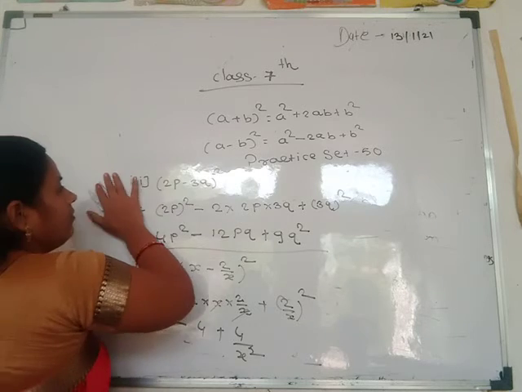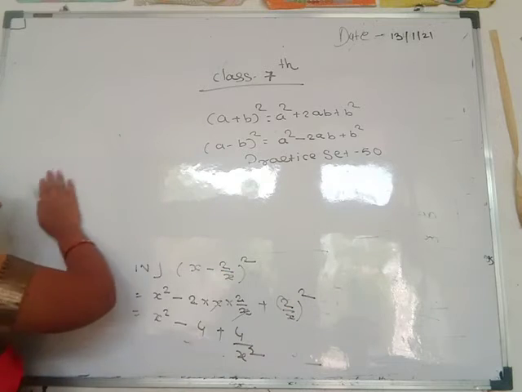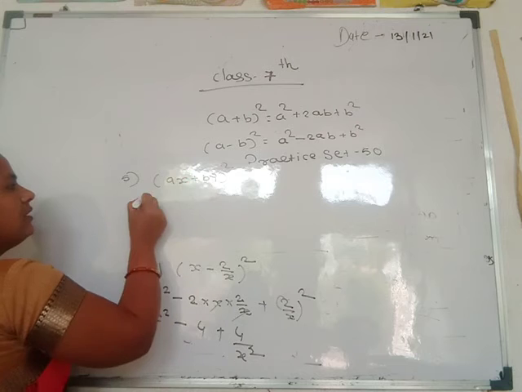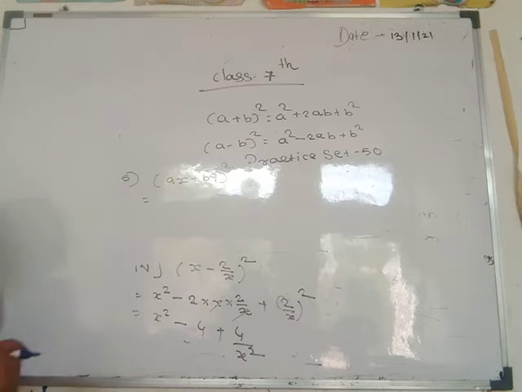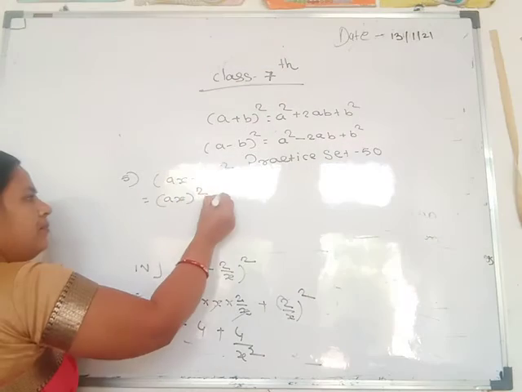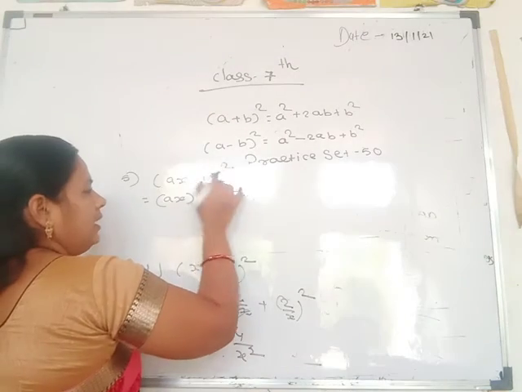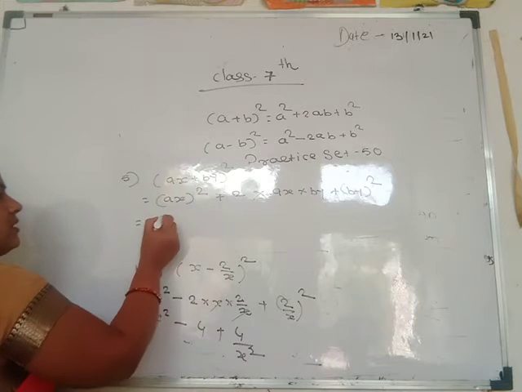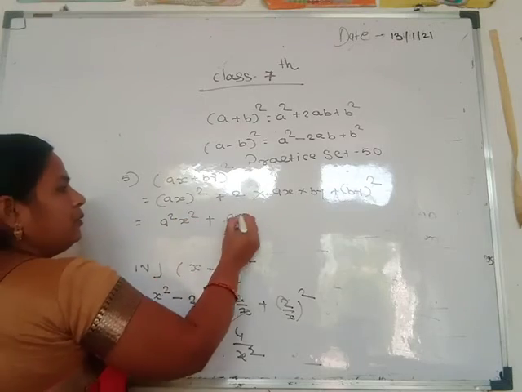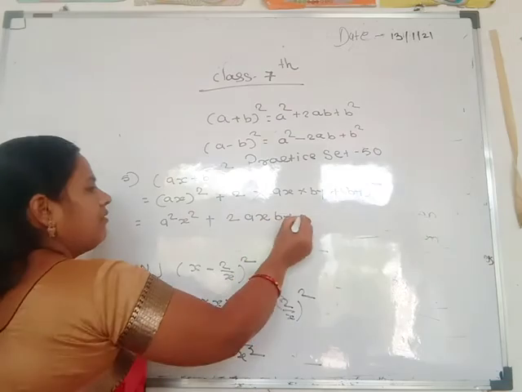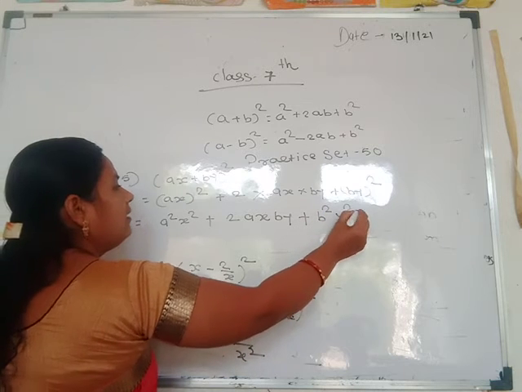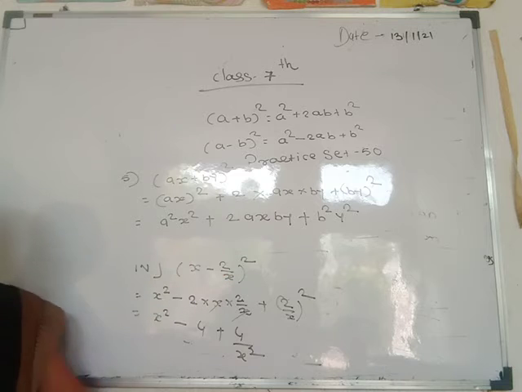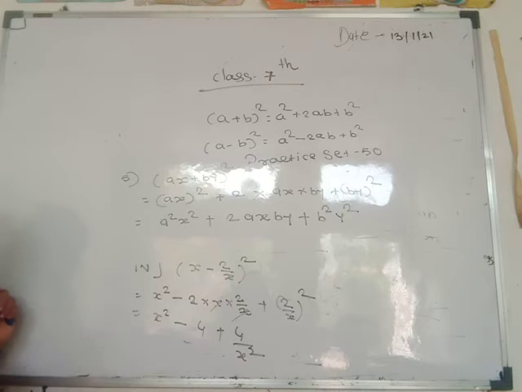Then the fifth one. In bracket (ax plus by) whole square. First you see here a square means (ax) square, plus 2 into ab, where ab means ax into by, plus (by) square. Then again you expand this: a square x square plus 2axby, ax into by means axby, plus (by) bracket square means b square y square. Expand this: (ax plus by) whole square is equal to a square x square plus 2axby plus b square y square. Then the sixth one.